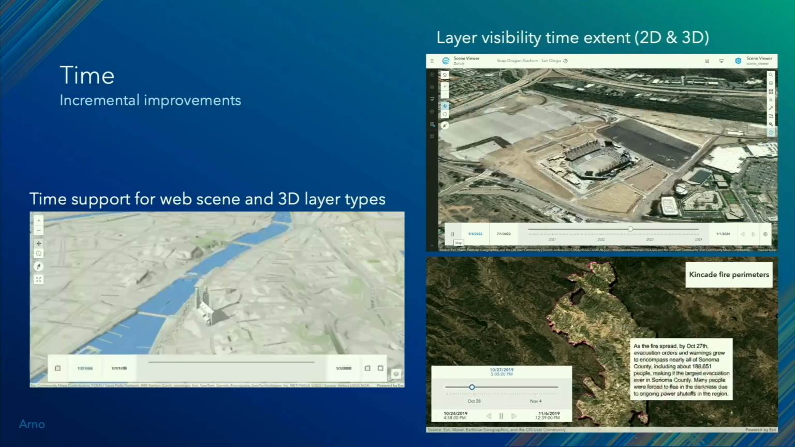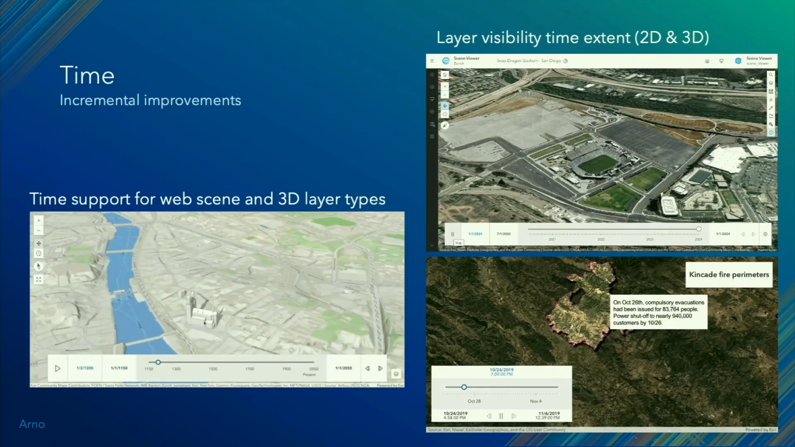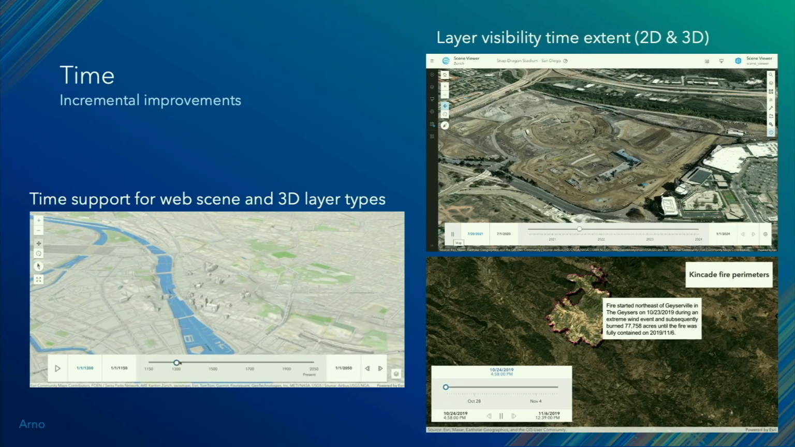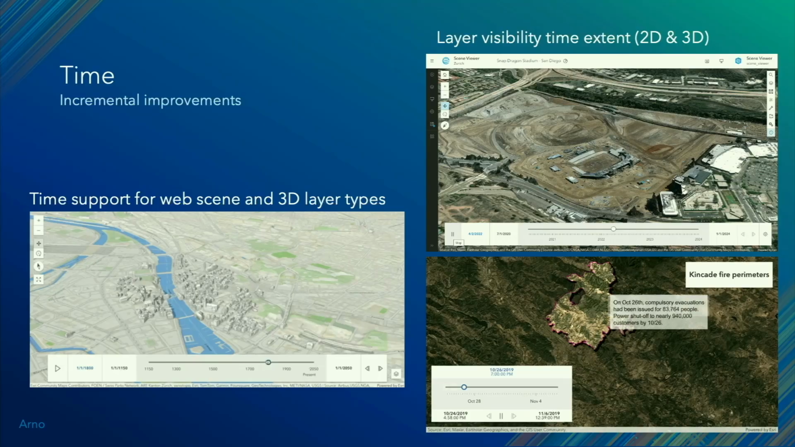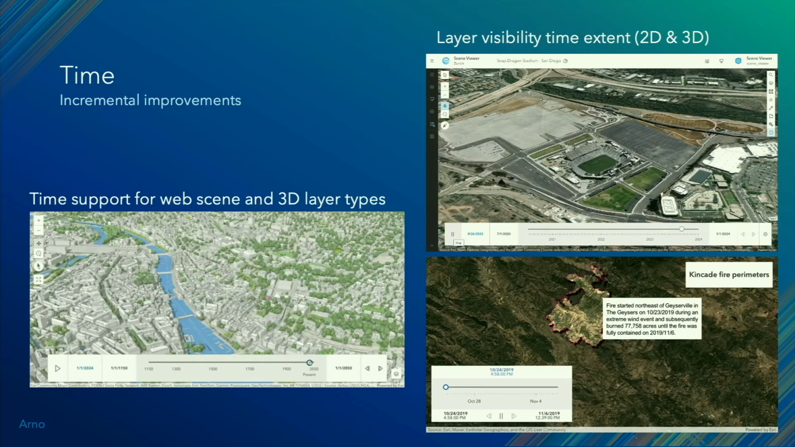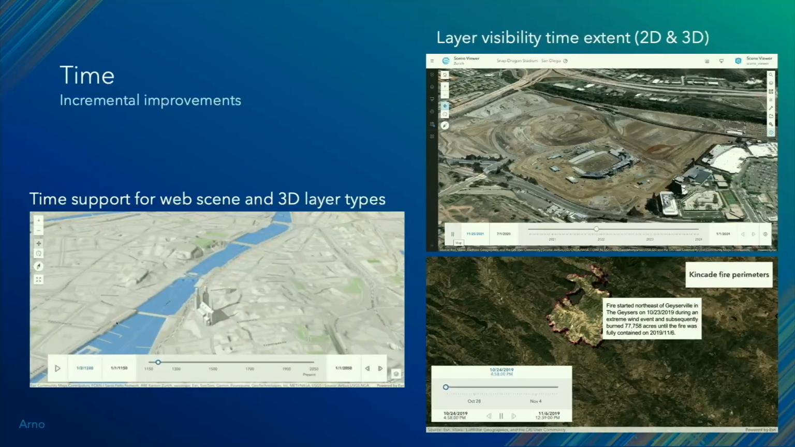Some of the additions last year was time support, also for 3D. So we added basically parity with what you were able to do in the web map. You can also now store in a web scene some of the time configuration. Additionally, this time filtering also works for scene layer.